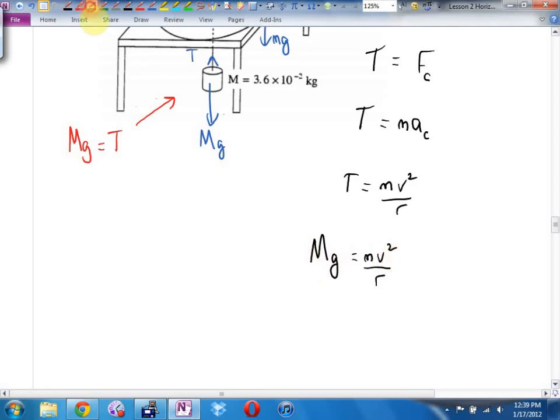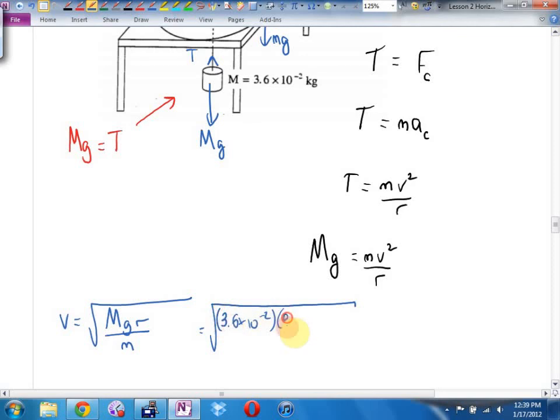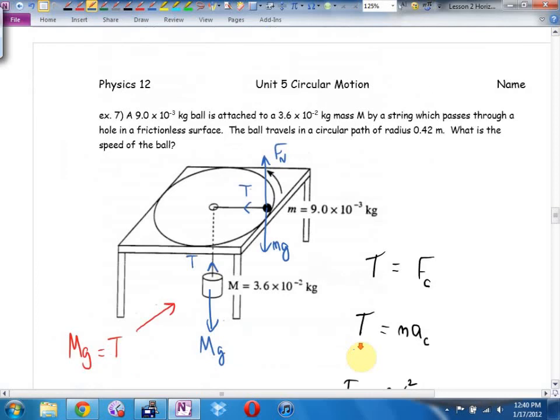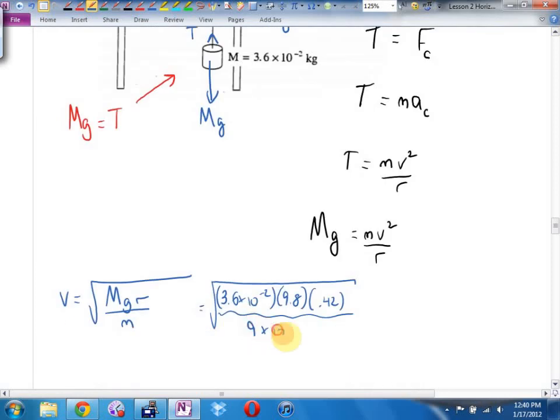I think you're saying 3.6 times 10 to the negative 2, times 9.8. That was the radius, 0.42, divided by, what was the little m, 9 times 10 to the negative 3. To keep this thing in equilibrium, how fast must this ball be spinning around in a circle? Any slower, and big M will start to drop down. Any faster, big M will start to move up.